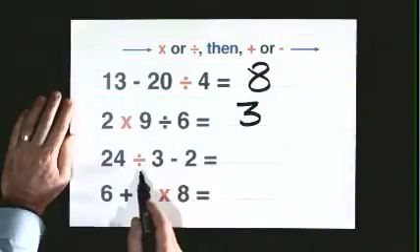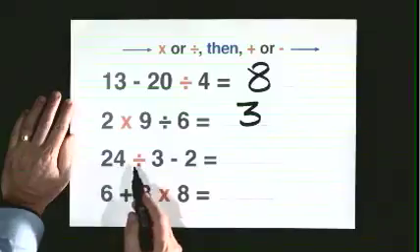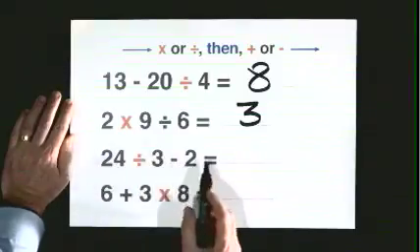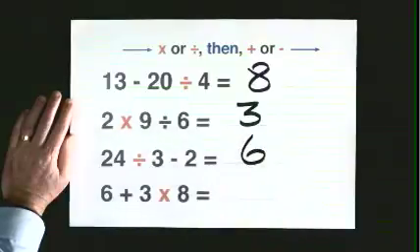Left to right, we must do the divide. 24 divided by 3 is 8. 8 subtract 2 is 6.